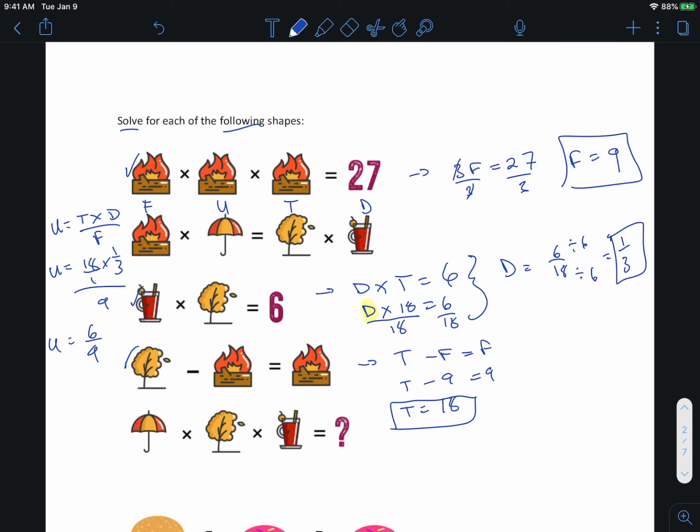That's what the umbrella is equal to. You put it over 1, and then you did top times top and bottom times bottom. That's how you multiply fractions, okay?